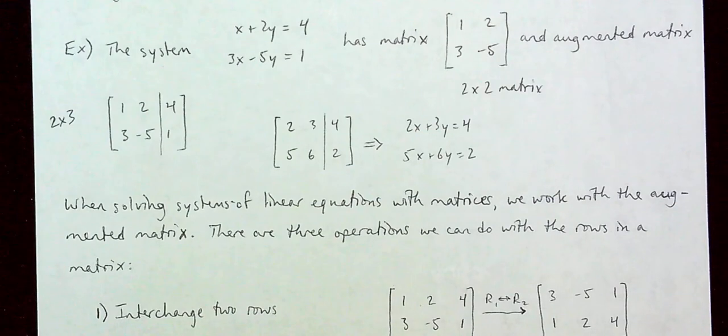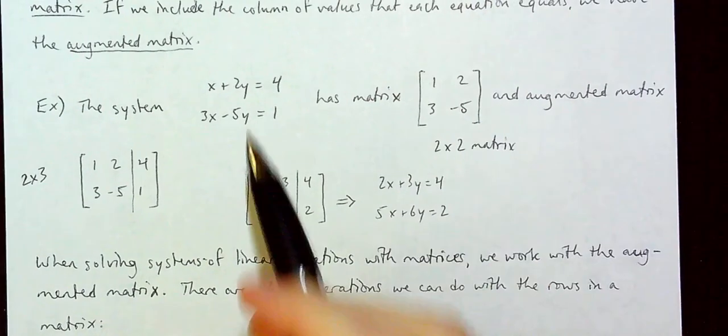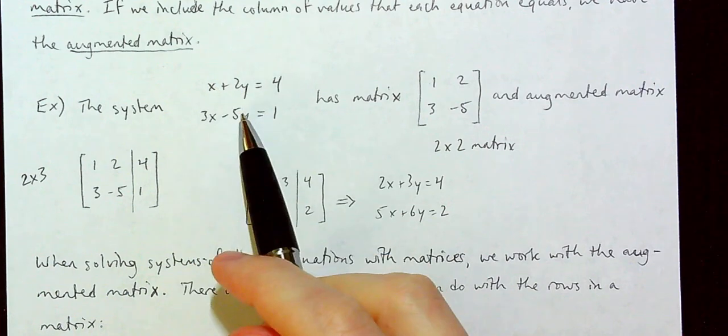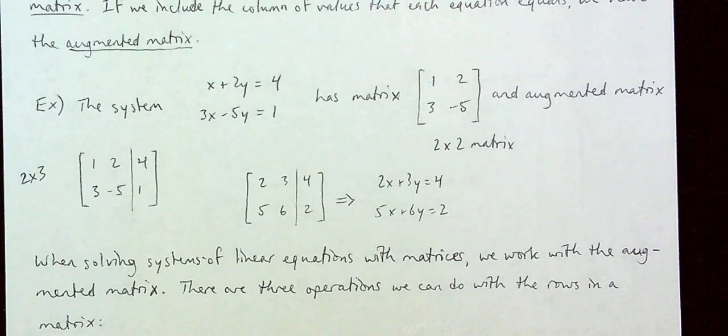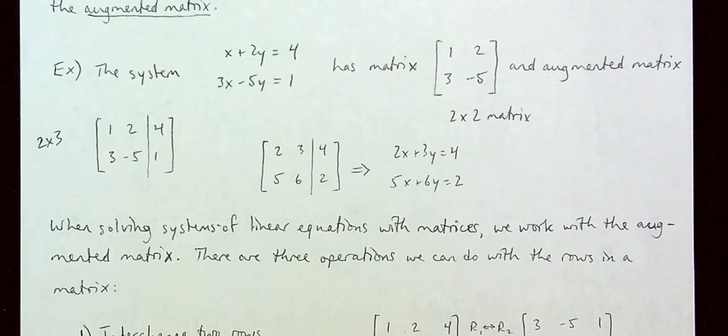So when we're solving systems of linear equations with matrices, we're always going to be working with the augmented matrix. You don't have to worry about this thing here. We're always taking the coefficients on our unknowns as well as the numbers that those things are equal to. And we're going to be doing some operations with the rows of these matrices to help us solve a system of linear equations. There's three main operations that we can do.